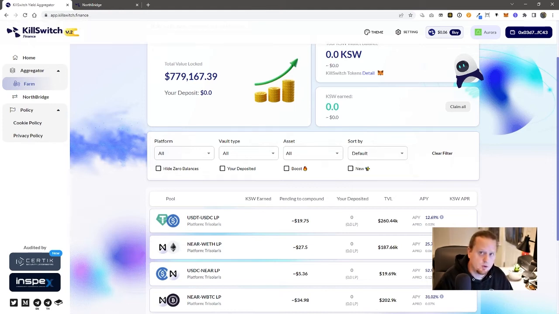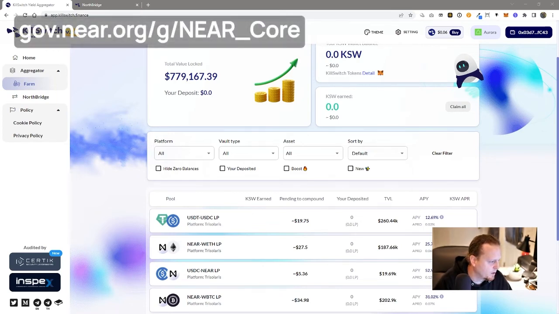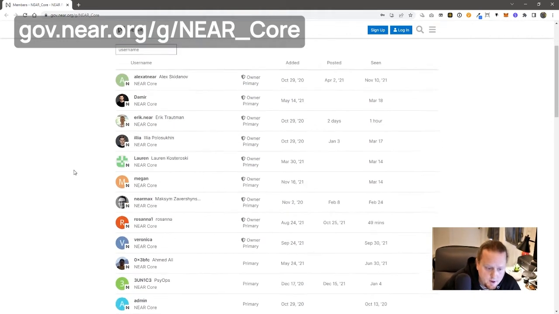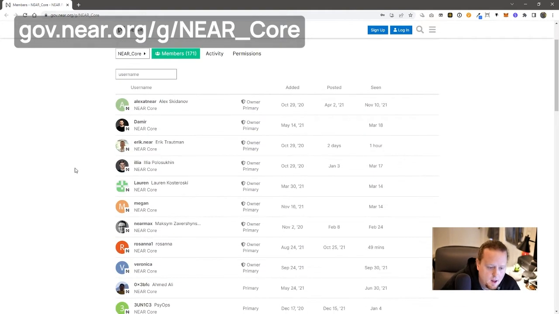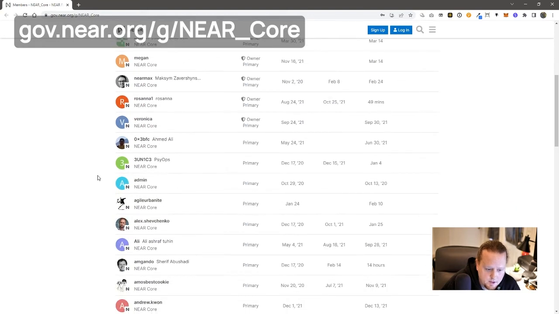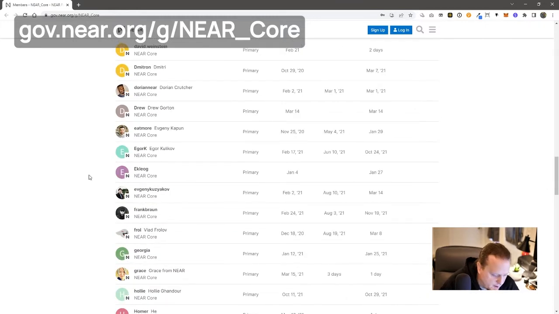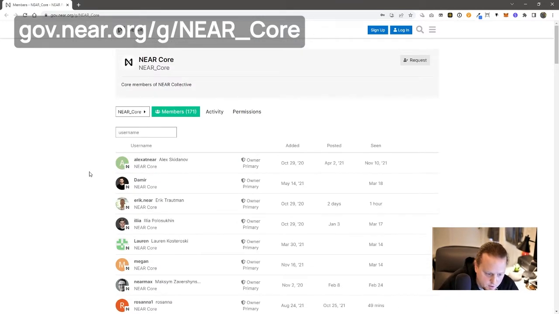We're now going to move over to some of the governance aspects of the Near protocol. The first thing we're going to look at is the Near Core. The Near Core is the group of developers and individuals responsible for developing the Near protocol. There's 171 members you can see here on the governance site, and these are basically the main people behind Near. So there's 170 core team members. This includes people that are extremely intelligent and have extensive experience with finance, programming, software, and blockchain technology.